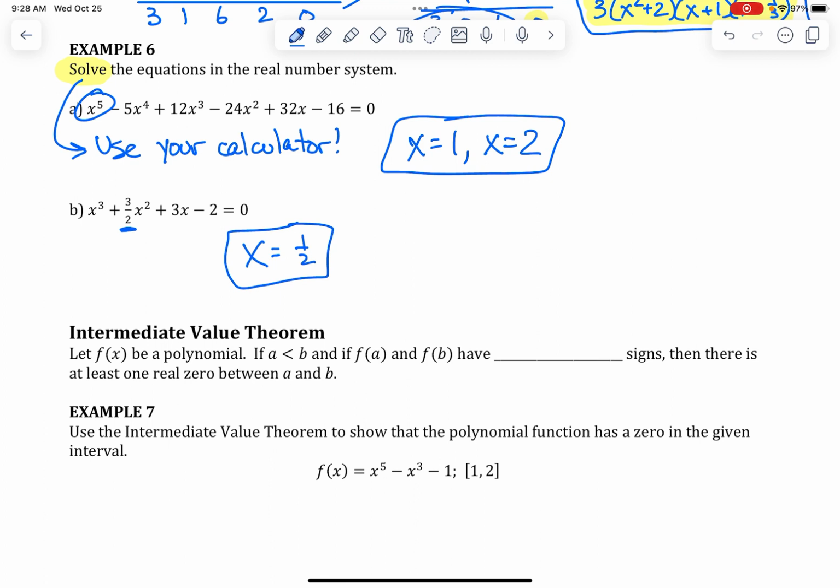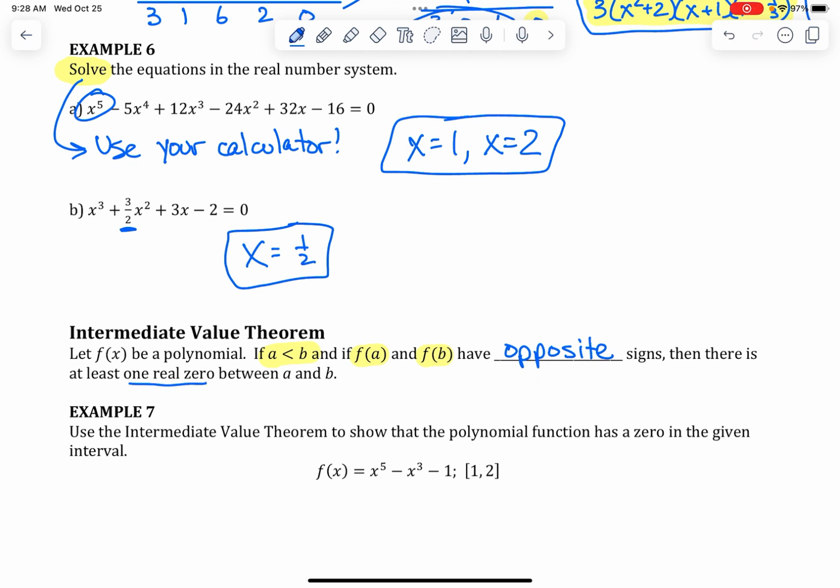Pretty straightforward. So what this says is if you have two numbers, one of which is less than the other, 2 and 3, 5 and 10, whatever, if you plug them into your function, whatever that polynomial is, and if they have opposite signs, one is positive, one is negative, then there is some zero between them, right?